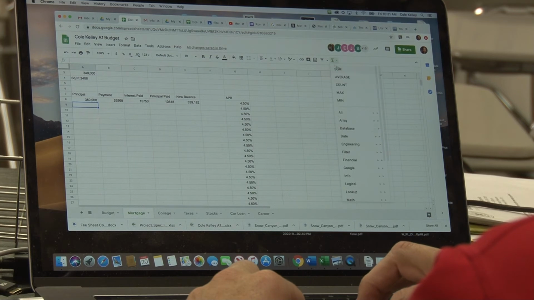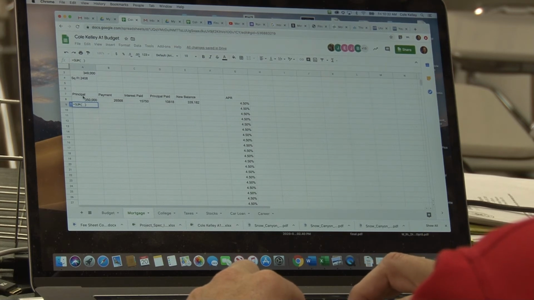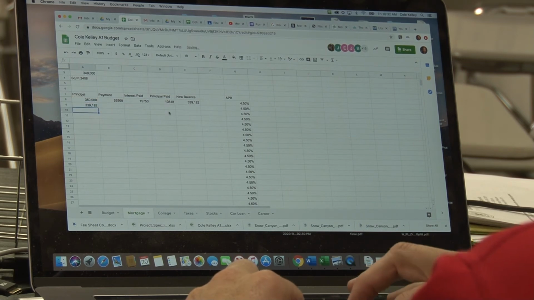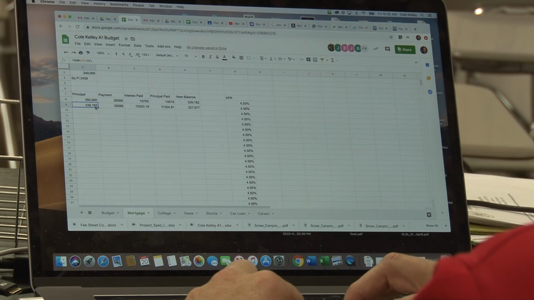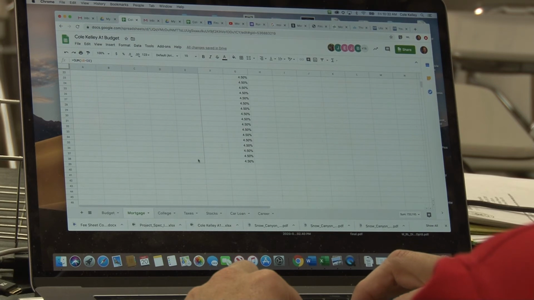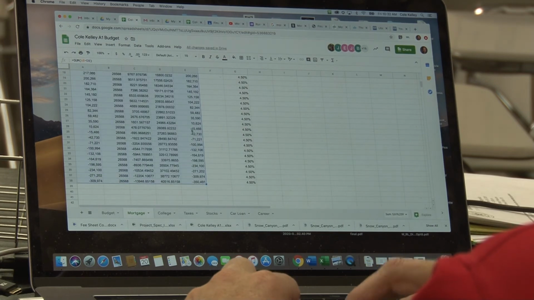Now, I'm going to show you a trick. I didn't show this to you when we did the cars, because I wanted you to understand how it works. But we can drag this whole thing down. Watch this. Just drag that whole thing down. And you can see we paid it off about right here.